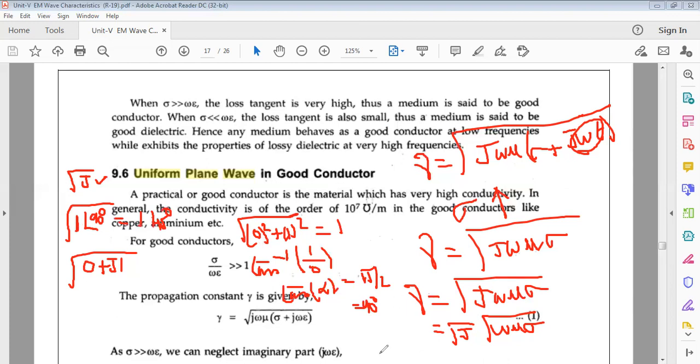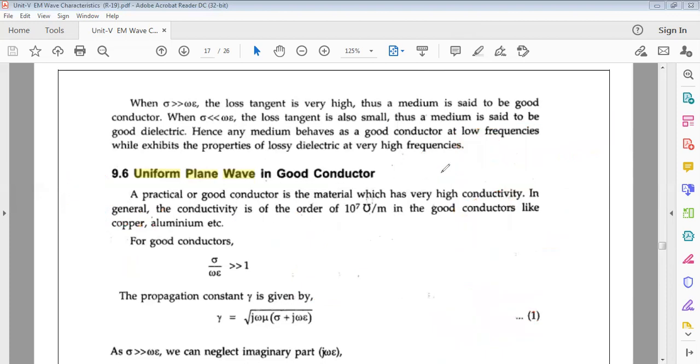Got it, my dear students? So gamma you can write as under root of j, that is 1 with an angle of 45 degrees. Why is it 45 degrees, my dear students? Under root of the angle 90 degrees becomes 90 by 2, which is 45 degrees. And under root of omega mu sigma. So after substituting the conductivity, we got gamma is equal to 1 with an angle of 45 degrees under root of omega mu sigma.